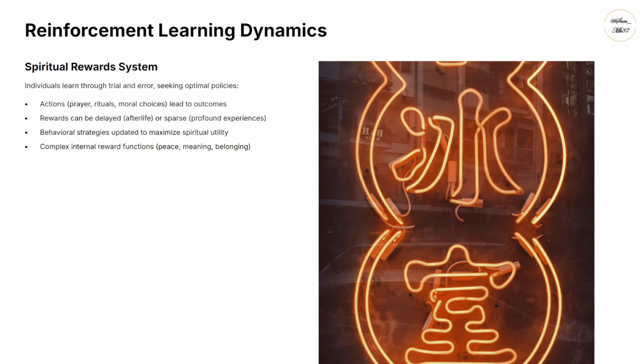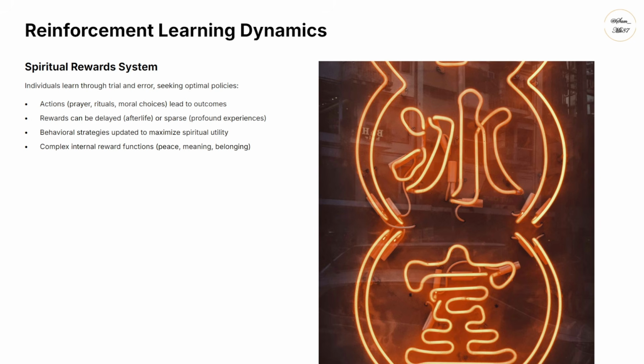Similar things happen in the religious system, where the reward system is also defined, and people try to adjust their behaviors through that reward system. The actions they may take include things like prayers, rituals, or ethical decisions. What makes the religious system unique is the nature of the reward system.